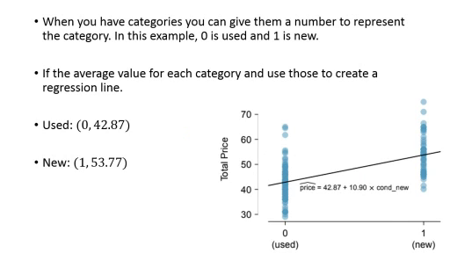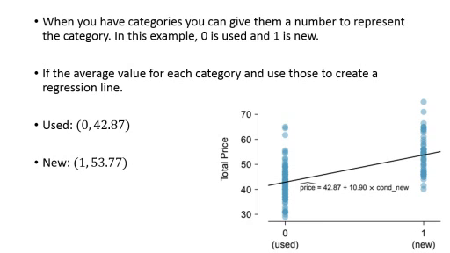Now, what you're going to do is you basically find the average of each category, and then you draw your regression line from those. So if you have only 2 categories, you just have to find the average for used and for new. The average price for used was $42.87, and the average price for new was $53.77. Use those 2 points, write your equation. Okay, that's all you have to do.